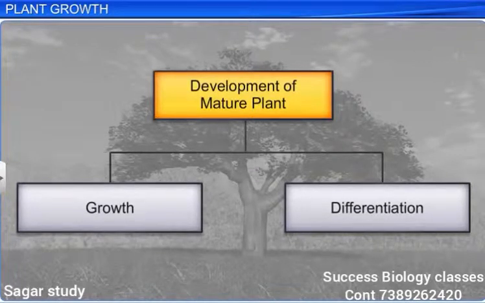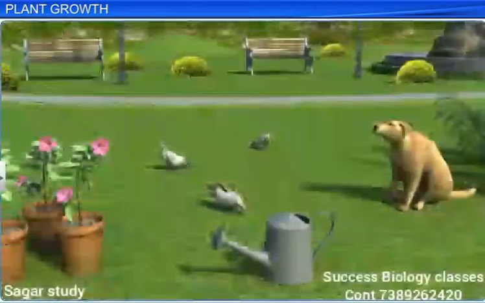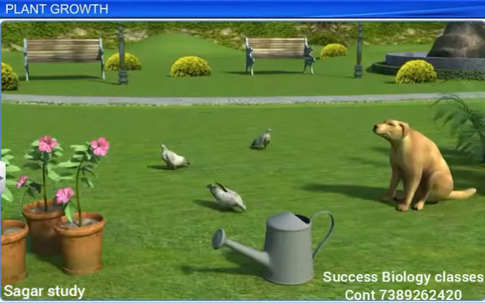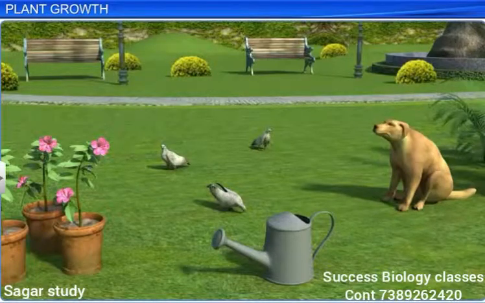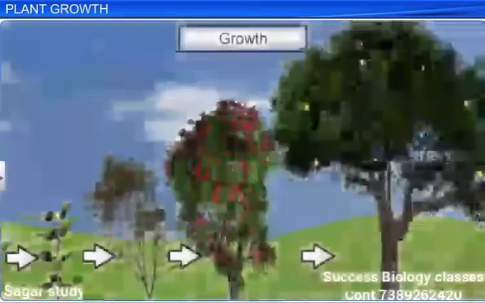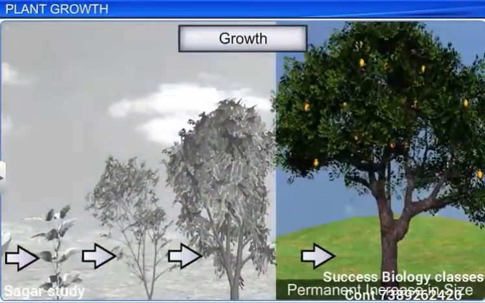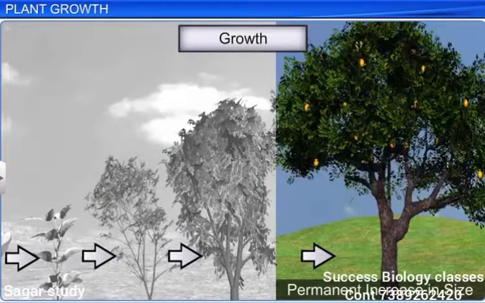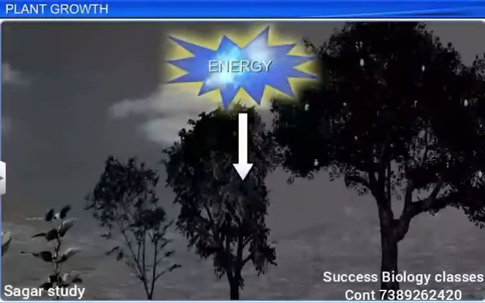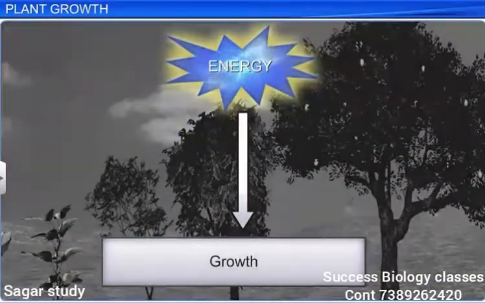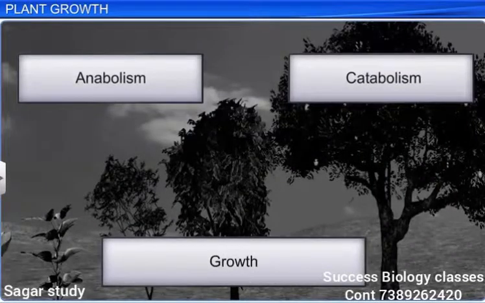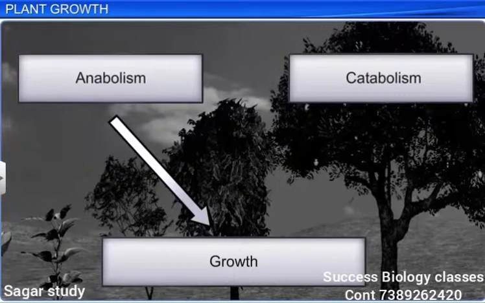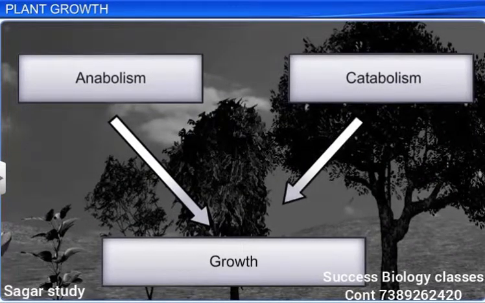Now, let's define growth. Growth is an important characteristic that is easily observed in all living organisms. It's a permanent increase in the size of an individual cell in a plant. It requires energy and hence accompanies anabolism and catabolism.